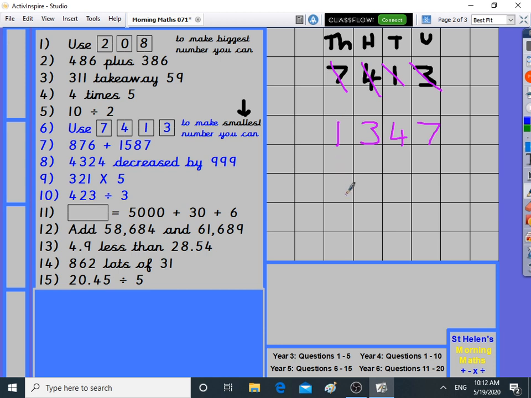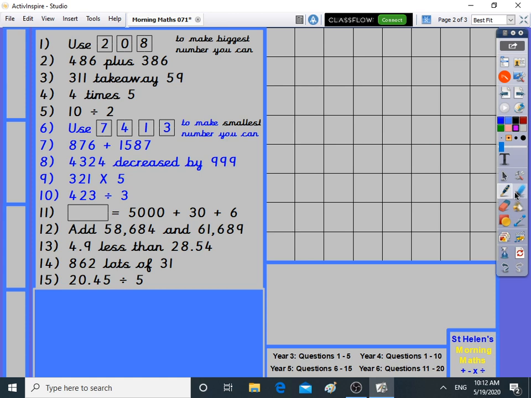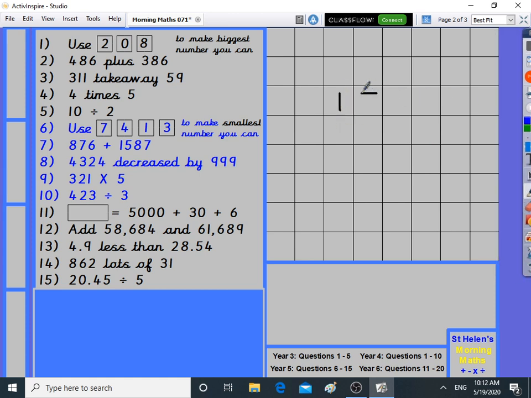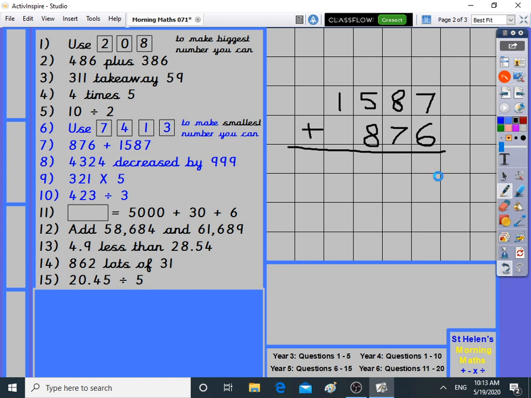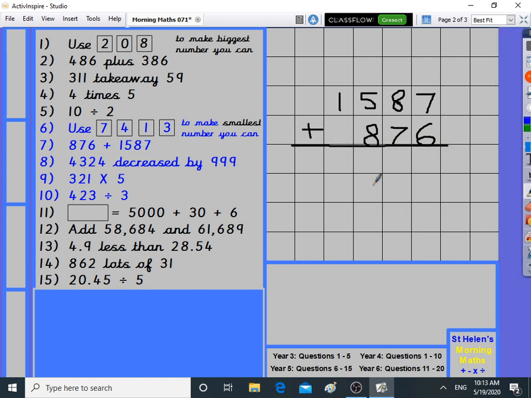1,347. And we're up to question 7. Column addition. Practice, practice, practice at this. It doesn't matter what number you put on the top in column addition. It matters that you line it up correctly though. So your 876 has to go like this. So I like putting the biggest number at the top, but you don't have to. You could put 876 at the top. You might even want to do that just to see that it works the other way around.